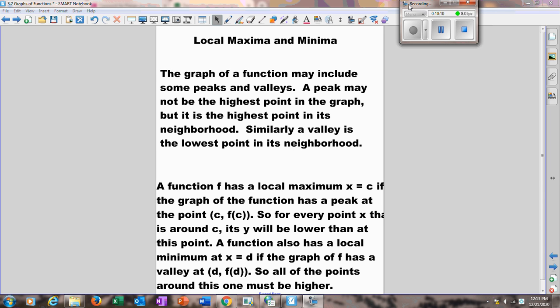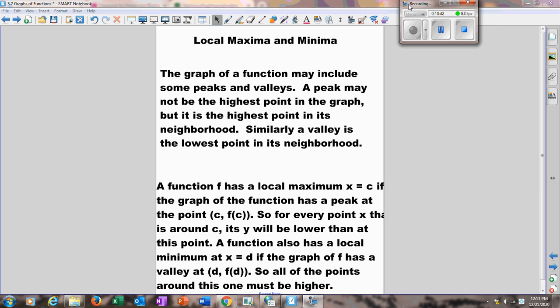So if you think about just Aliquippa, if we are looking at the highest point in Aliquippa, that's clearly not the highest point on Earth. So it's a local maximum, but it's not the max. Same thing with the valley. It's the lowest point in the neighborhood, but it's not the lowest point on Earth. The lowest point in Aliquippa is not the lowest point on Earth. So it shows that it's a local minimum.